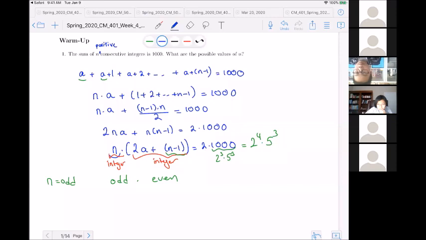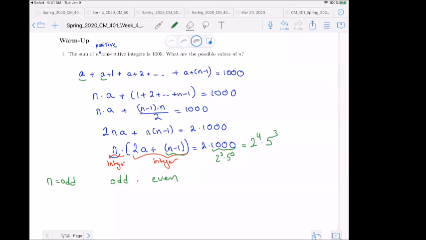Now, if n is even, right? Now that means this is even, and then you can see that 2a is always even, so it doesn't matter, but n minus 1 is odd, right? So we can see which ones are going to work here. Okay? So now let's see what's going to happen. So we have odd times even, okay? So let's say that n is odd, right? We can try that part.